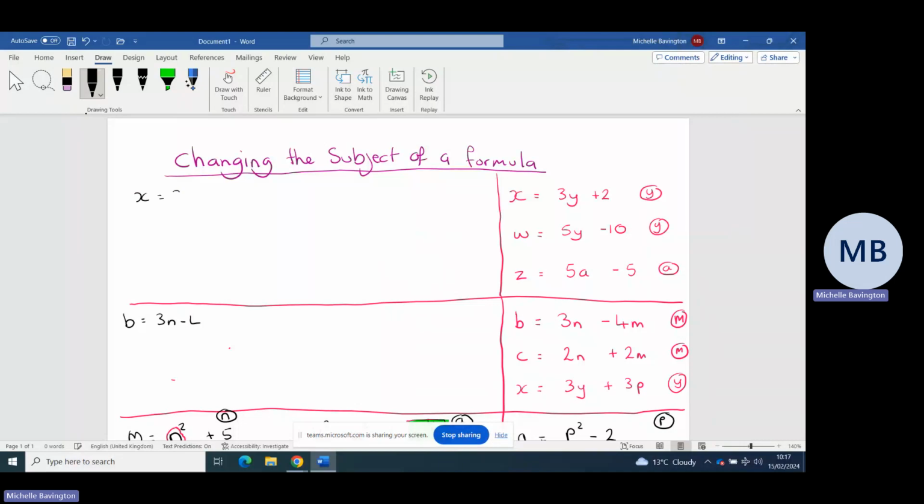So, okay, x equals 3y plus 2. We're making y the subject. So that is divide by 3 minus 2. Yep, so we've got y equals x minus 2 divided by 3. That's your answer for the first one.